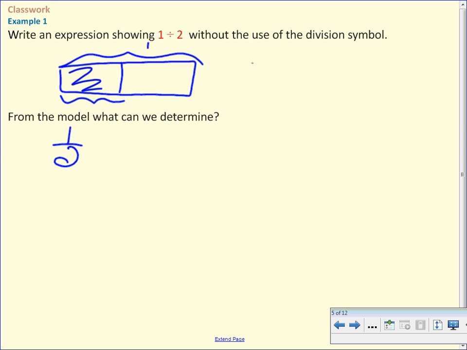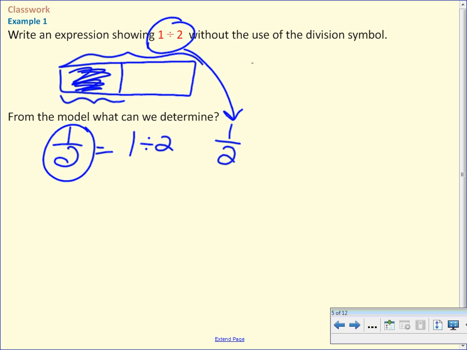1/2. So 1 divided by 2 is 1/2. And what did we just say? Another way that we could write 1 divided by 2 was? 1 over 2. That means 1 divided by 2. And based on our model, we could see that 1 divided by 2 is 1/2. So this is proving that 1 divided by 2 can be written as 1/2. They have the same value.